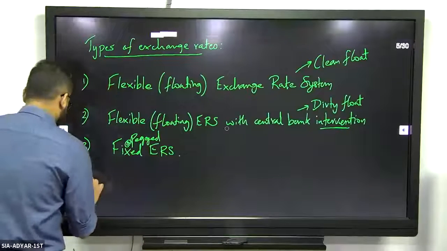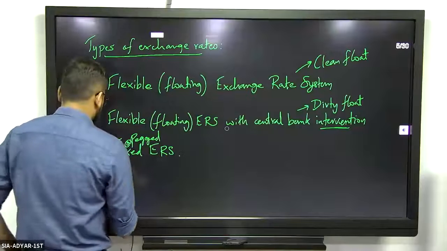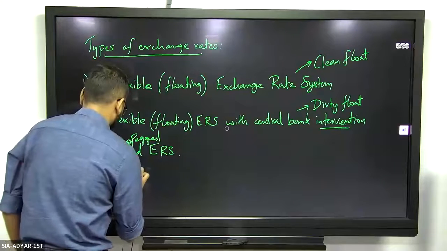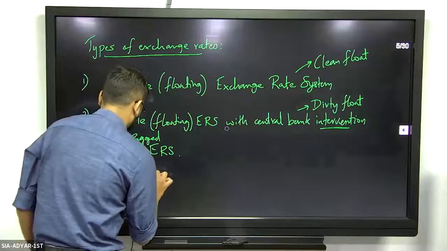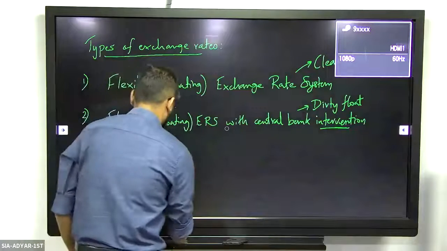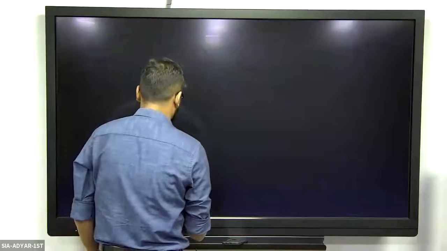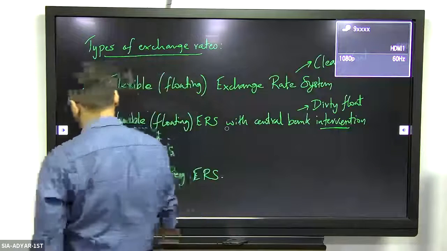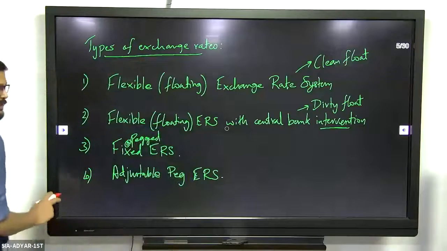Now coming to the last type of exchange rate system, we have something called the adjustable peg exchange rate system.